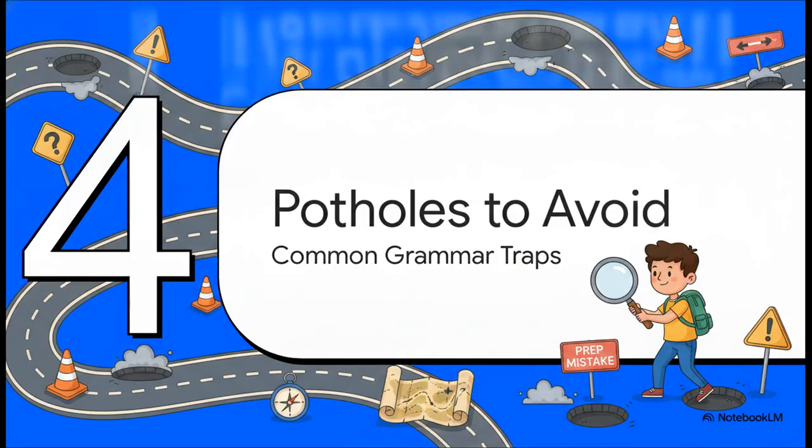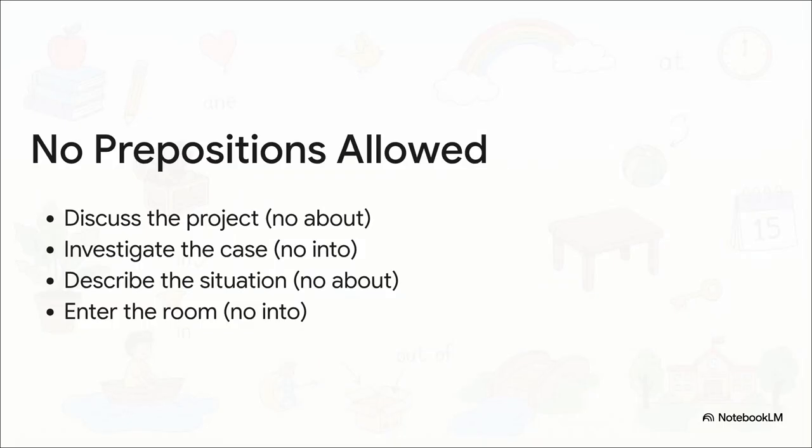Moving right along to Section 4, potholes to avoid. These are your common 10th class grammar traps. We've mastered the map, so now we really need to steer clear of the potholes that trip up almost every single 10th grade student. Listen up, because adding prepositions to these specific verbs is literally the fastest way to lose marks. These verbs are strong enough on their own.